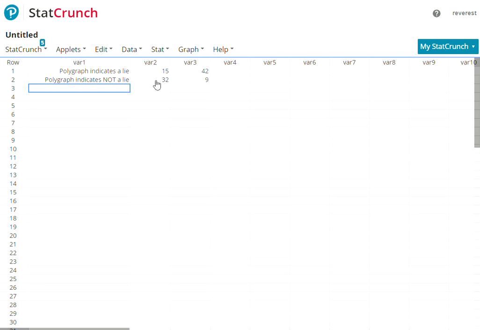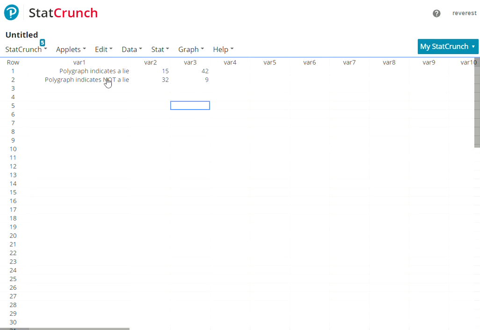And column 3 is yes, that the subject did lie. Here you'll see that where the subject did not lie, more often than not, the polygraph test indicated that. And when the person did lie, the polygraph test was pretty good at reliably identifying that lie.